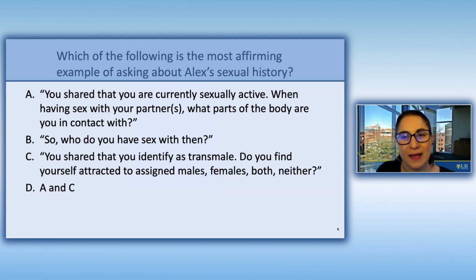Okay, and so 12% said choice A, and 88% said choice A and C. So let's go through them. A and C really focus on sexual contact and praxis, as well as sexual orientation. And it's being mindful of gendered body parts and gendered language. And so 0% of you selected choice B, which is good. But really choice A and C are most appropriate.